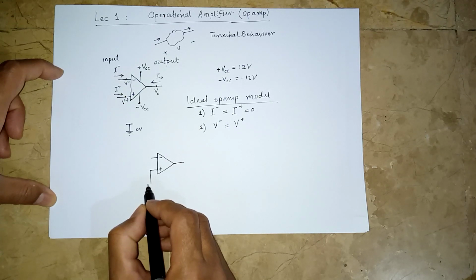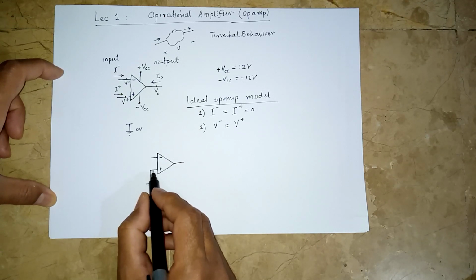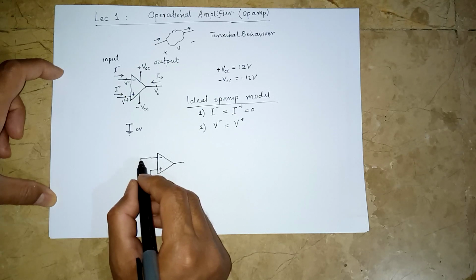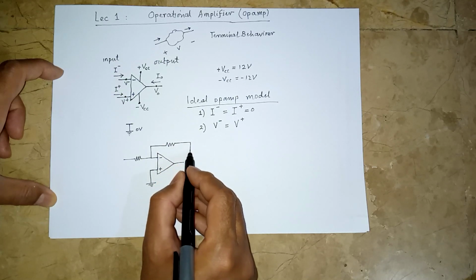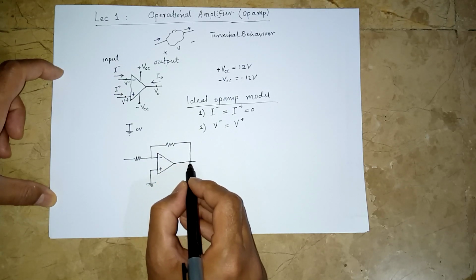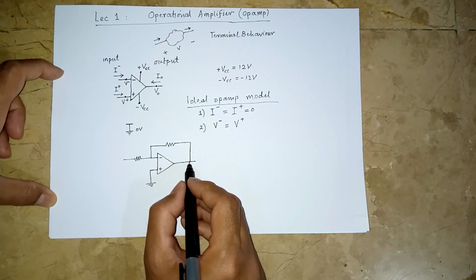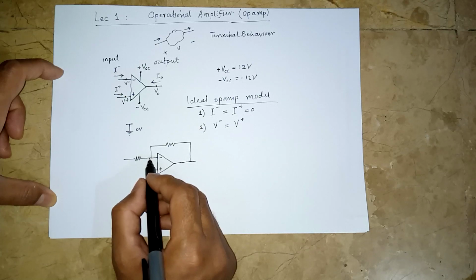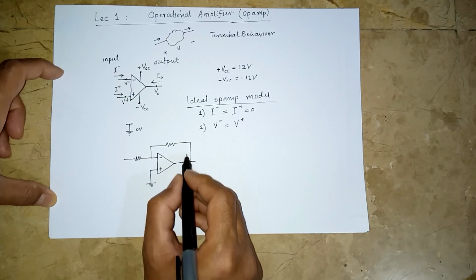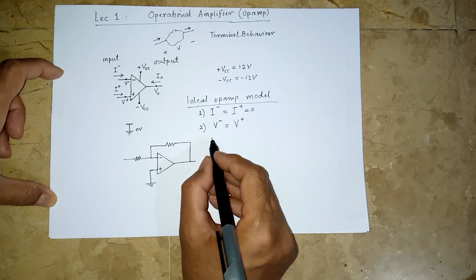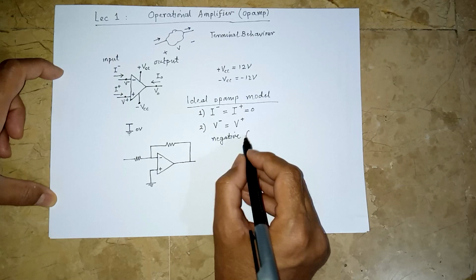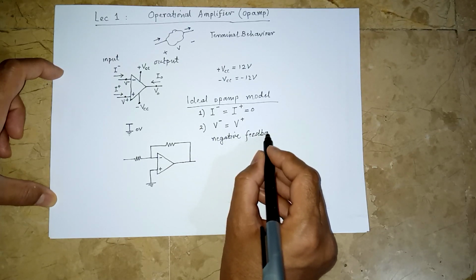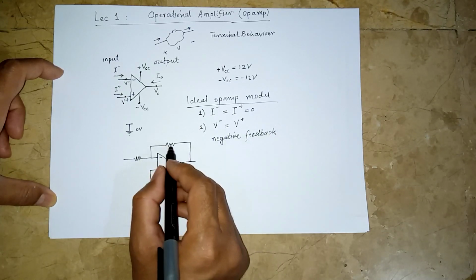If we ground this straight away, what we are saying is this is at 0 volts. We connect a resistor here, and we connect a resistor this way. This is very important for the operation of the op-amp circuit: the output terminal is connected to the inverting input terminal. It will never be this way, it will always be this way. This is what is known as negative feedback. Operational amplifiers, most of the time, are operated with negative feedback, through this resistor.